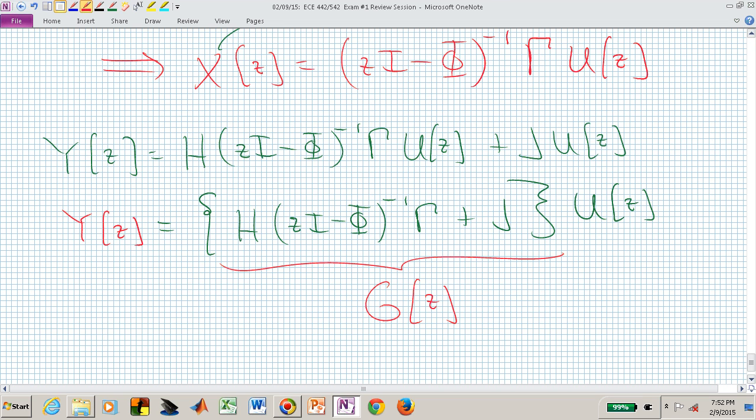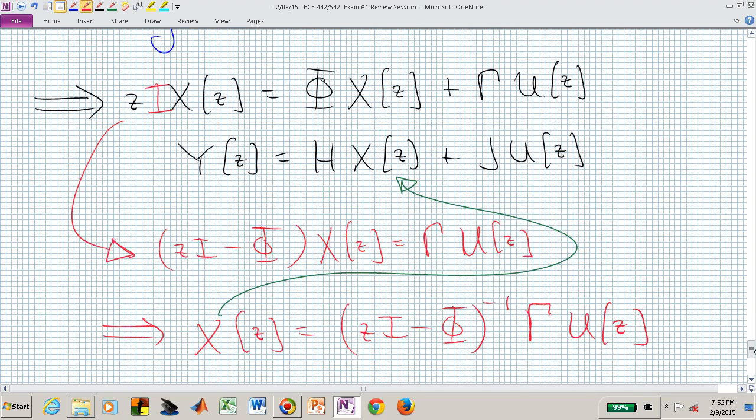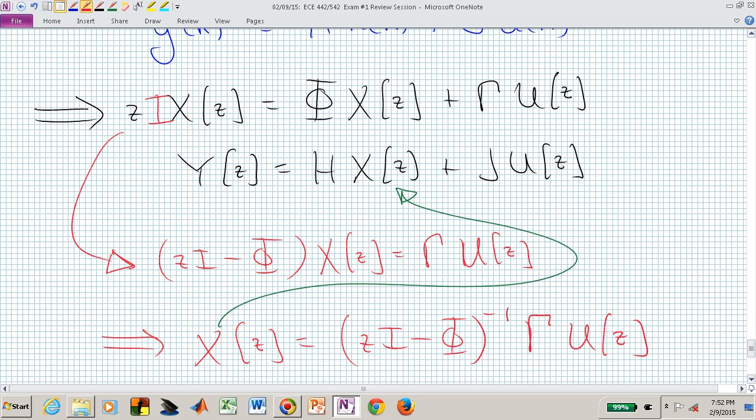Yes. Why did I put I there? Z is a scalar. That's a complex frequency variable. And Z times capital X is fine. Z is scaling each of those components in capital X. So we actually have capital X sub 1 of Z, capital X sub 2 of Z buried inside that capital X of Z.